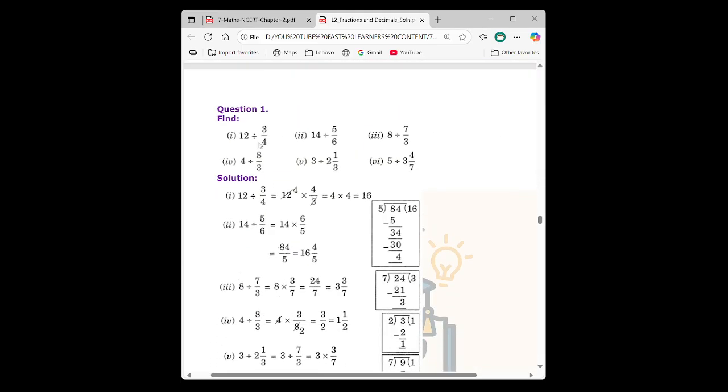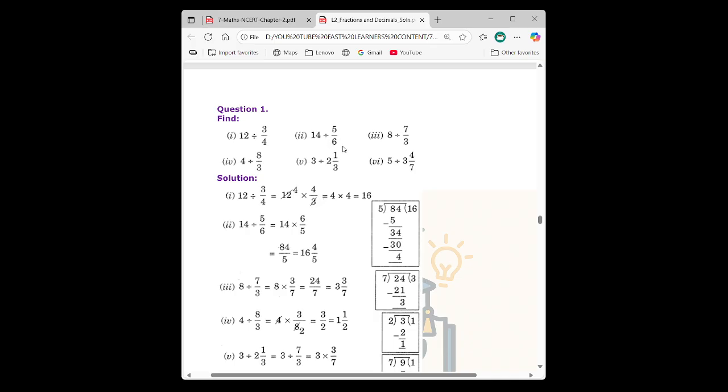See, 12 divided by 3 upon 4. The rule I told you is, first you put a multiplication sign, then you convert this 3 upon 4, reciprocate it. So it will become 4 upon 3, and then you multiply this, you get the answer.